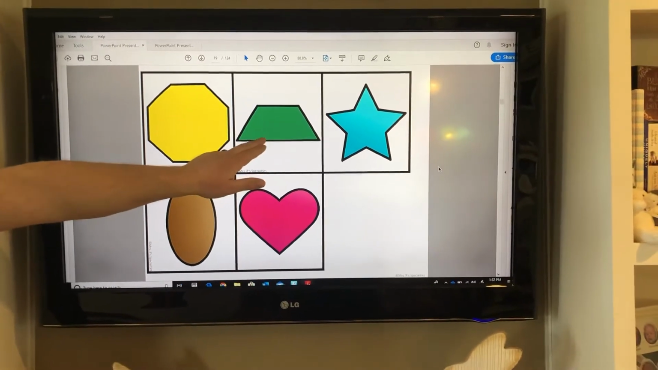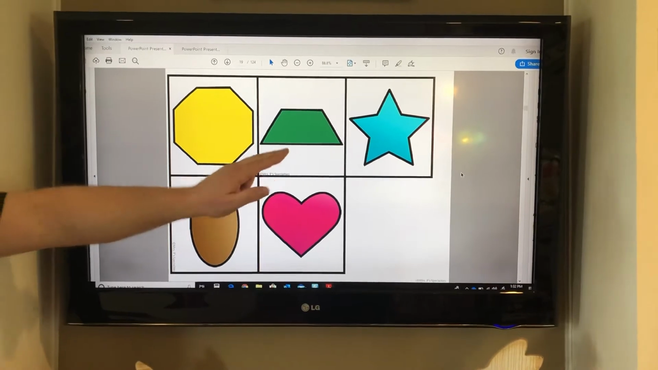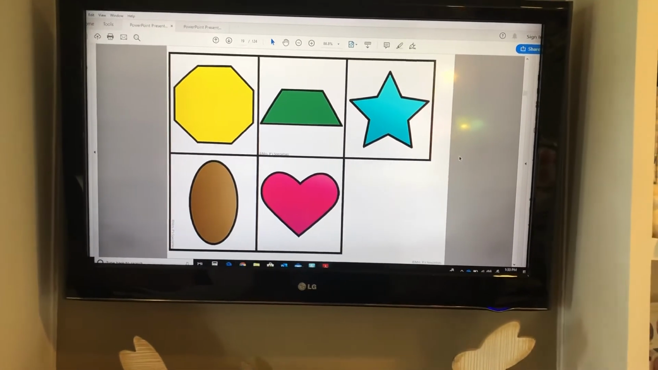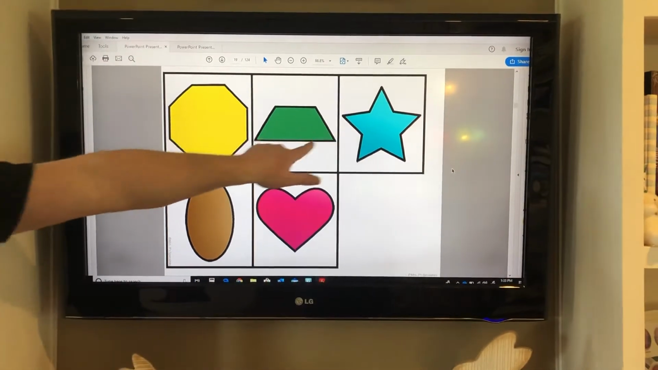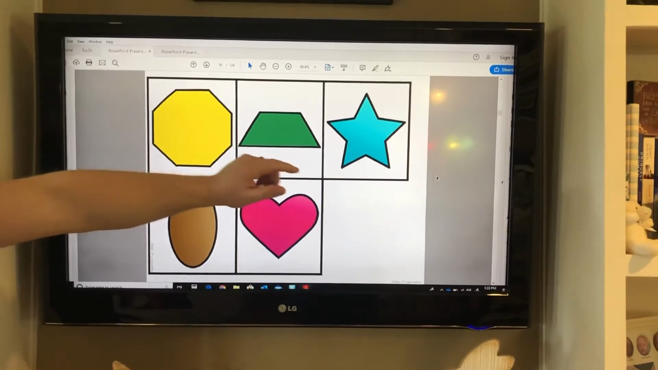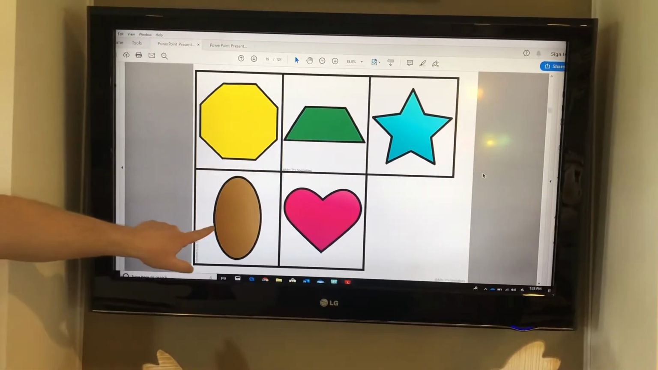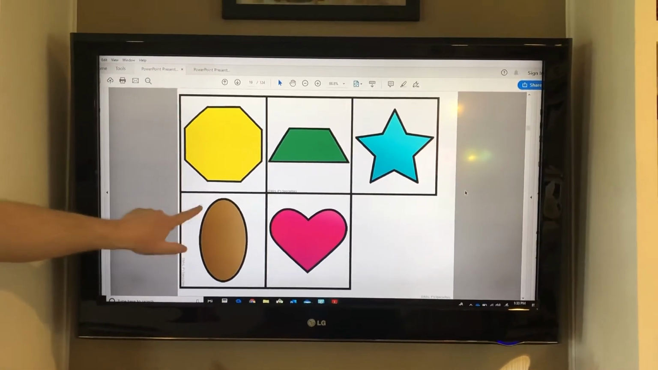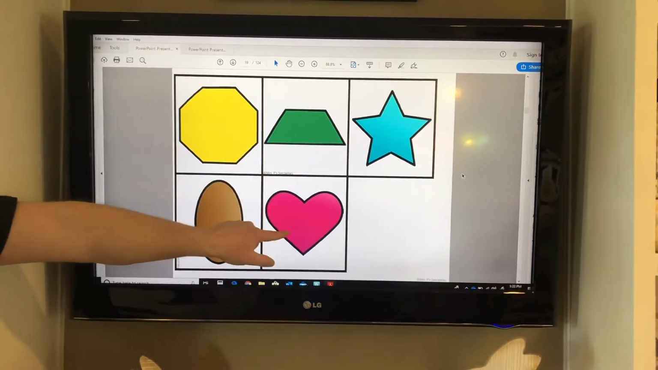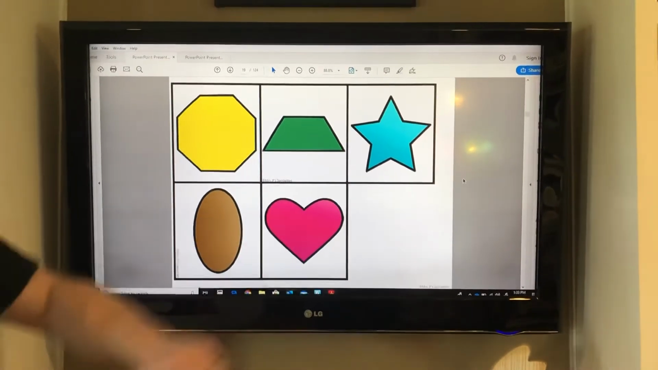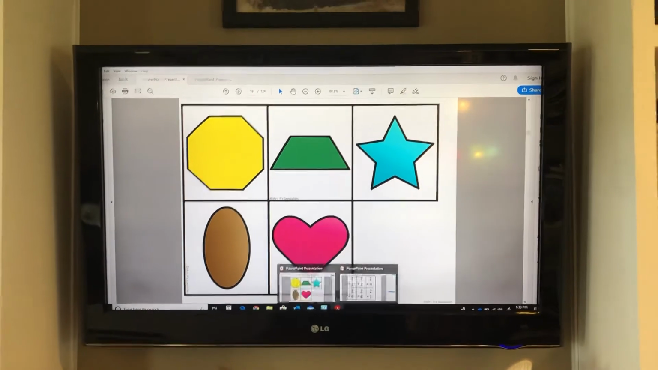And then this one, Elise or Liam, do you know what this shape is called? A trapezoid. And what we always do at school is we talk about how it's the rectangle that's trapped. So we call it a trapezoid, the rectangle that's trapped. And then that's a star. Liam, what is this shape? Oval. It's an elongated circle. And then Elise, what's our last shape? Heart. All right, we won't get into 3D shapes today. We'll move on to something different.